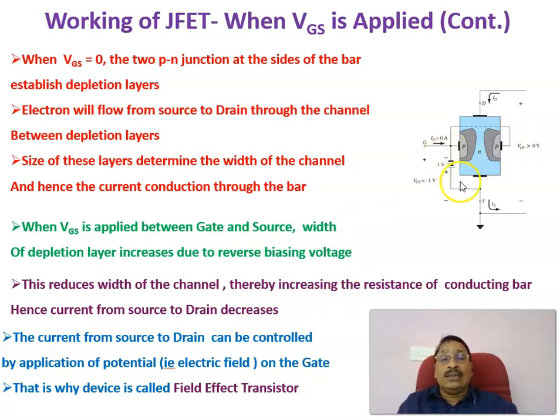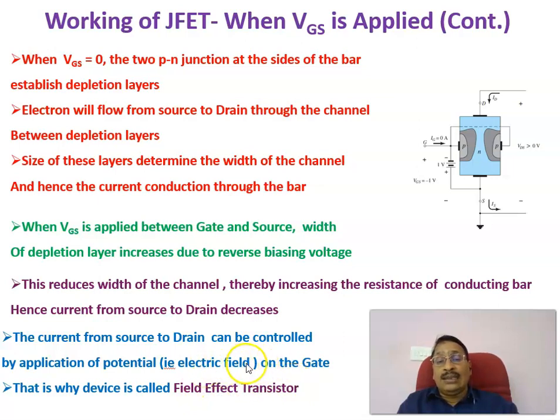Therefore, as this voltage increases, the width of the channel gets reduced because more reverse biasing voltage comes. The depletion region width increases, the channel resistance increases, and the drain current gets reduced. Hence the current from the source to drain can be controlled by application of a potential, that is, an electric field, on the gate. That is why these devices are called field effect transistors.